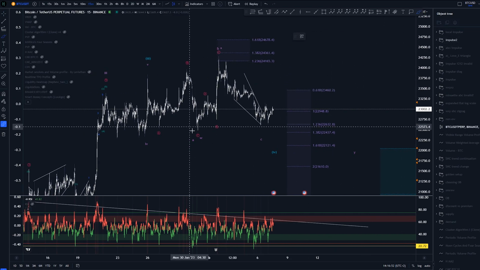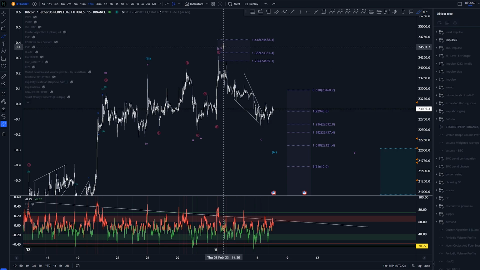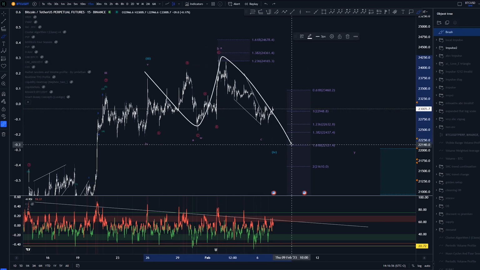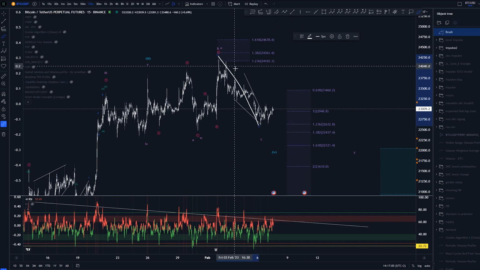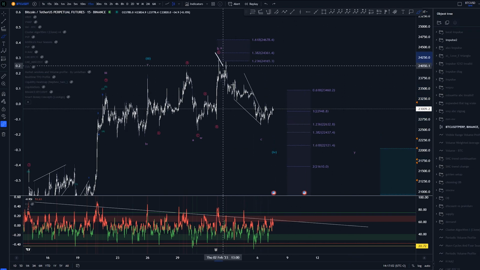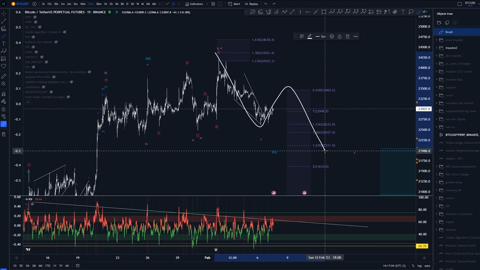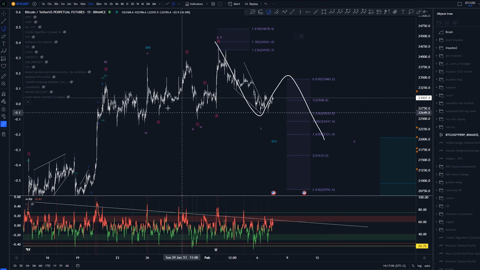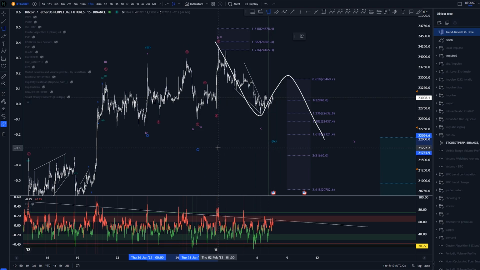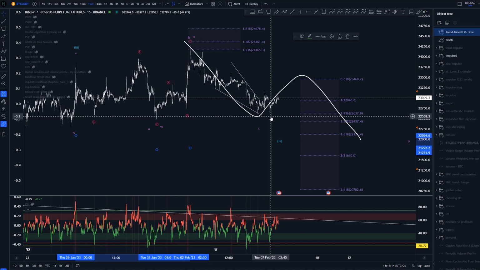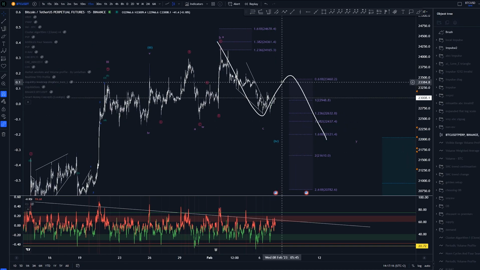However, we also had the possibility of this being a WXY count. So W, X, and Y. And if this indeed is the first structure of that wave Y, we would have another structure like this coming later on. At the moment, we have used quite a bit of time already in comparison. As you see, 1-to-1 is basically already hit. So that is making it less likely.